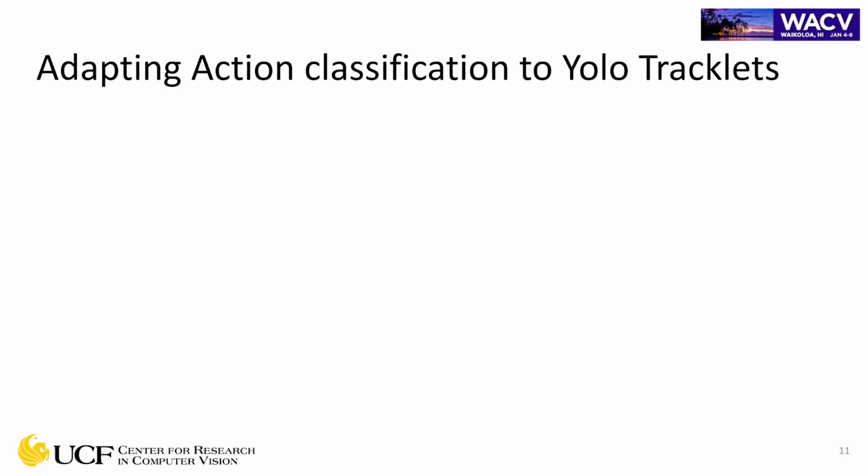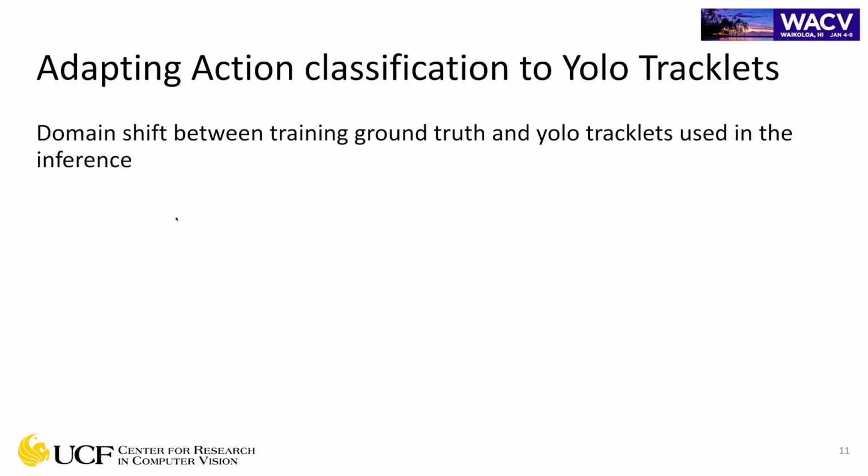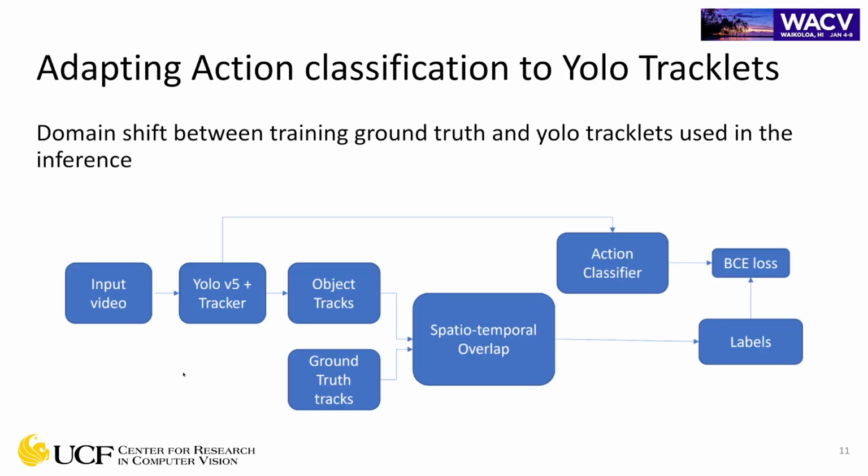Action classification needs to be treated differently than in the previous system because tracklets are actor-centric. To do this, we generate tracks with YOLO, send those tracks to the action classifier, and generate labels using the ground truth labels and some spatiotemporal overlap criteria.